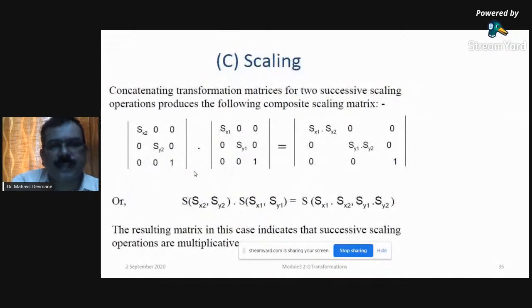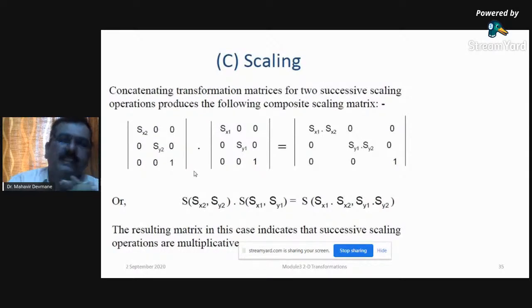Now we come to the scaling part. In scaling, basically what we do, we either enlarge the size of the object or we reduce the size of the object, correct? Whenever the scaling factor is greater than 1, enlargement of the object takes place. When the scaling factor is less than 1, the object will be reduced.